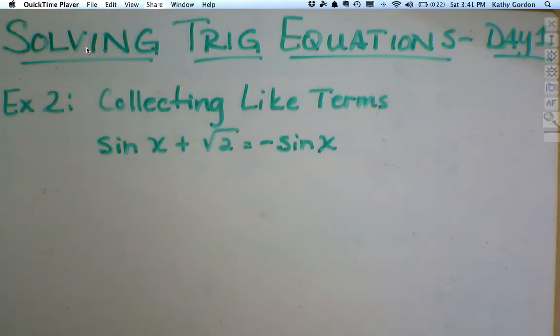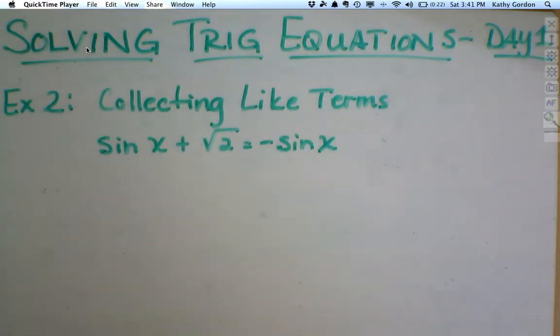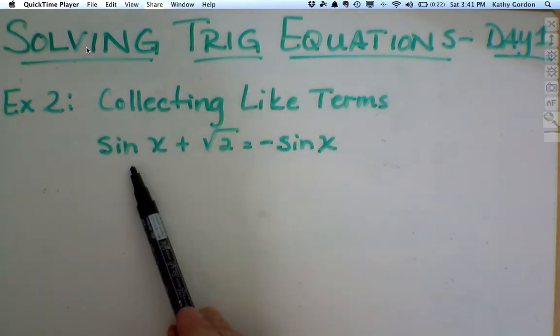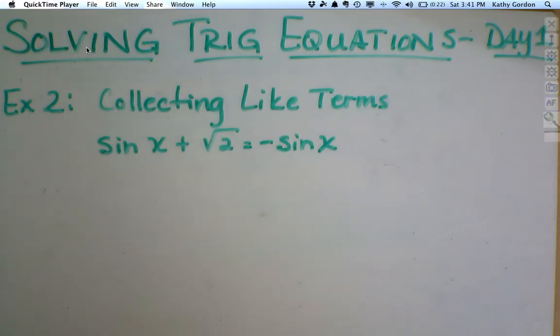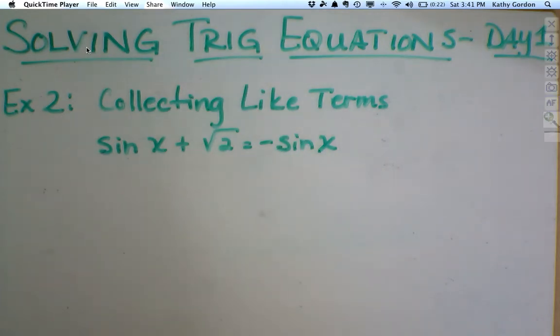All right, so let's take a look at example number 2 now. In this case, we have an equation where we have 2 trig functions. But they are the same trig function. They're both sine functions. And so in a case like this, where we have more than one trig function, but they are the same trig function, we want to collect those terms together. And any terms that are not like that, we want them to be on the other side.